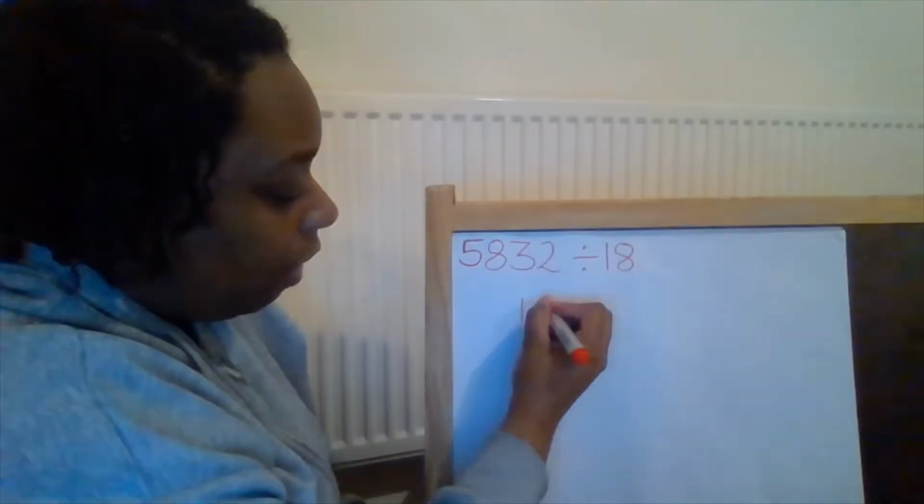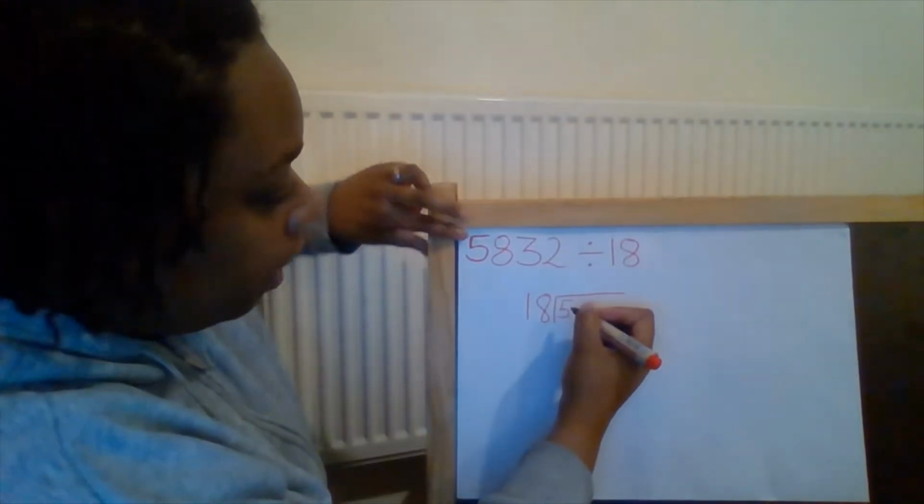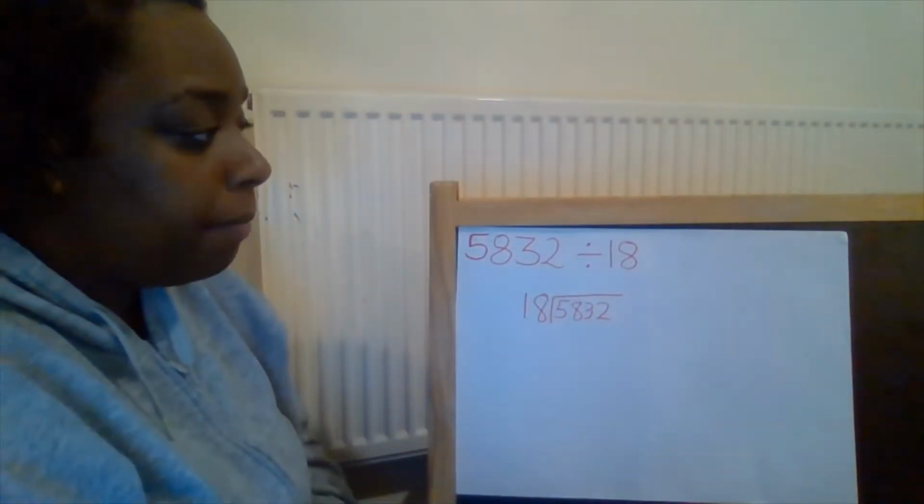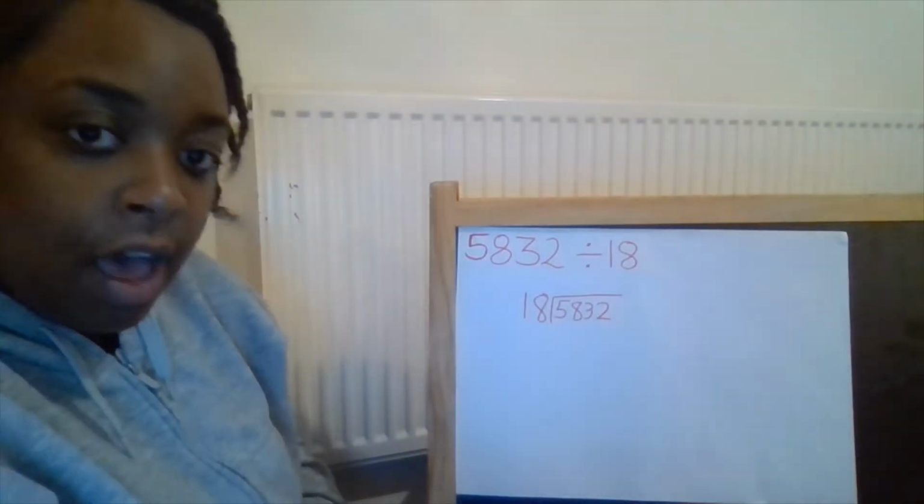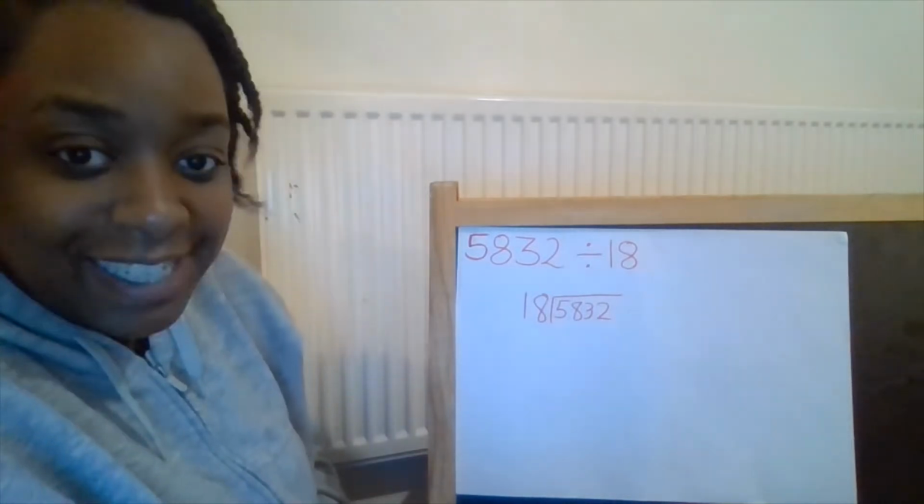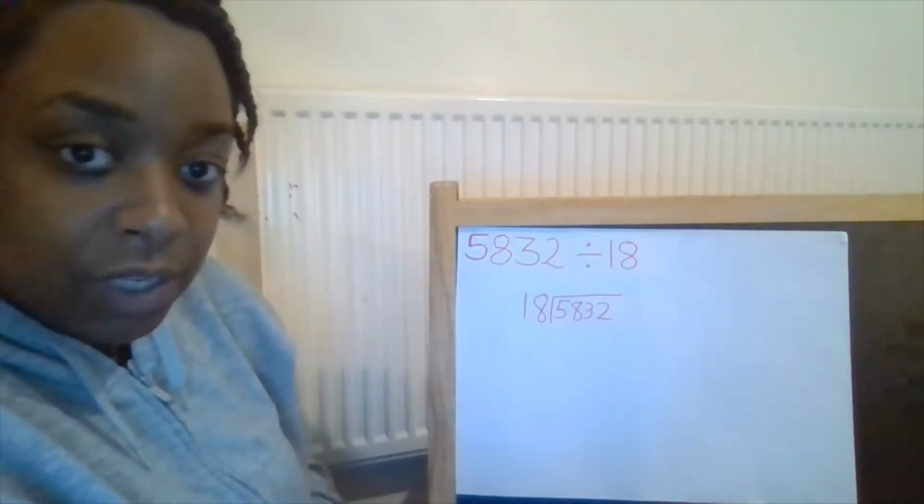So we first set out our question as we would normally. And what we need to do here is work out some multiples of 18, as we don't know our 18 times tables, or at least I don't know my 18 times tables off by heart. And we're going to do that at the side, and that will help us do the calculation.